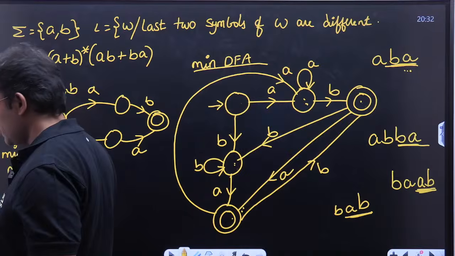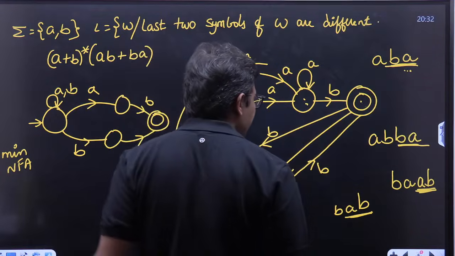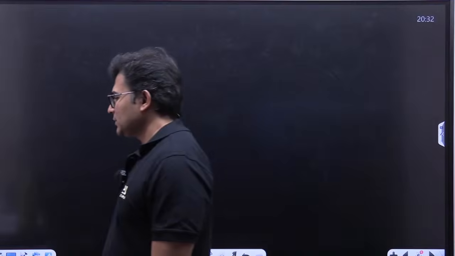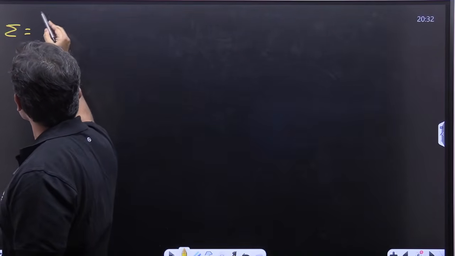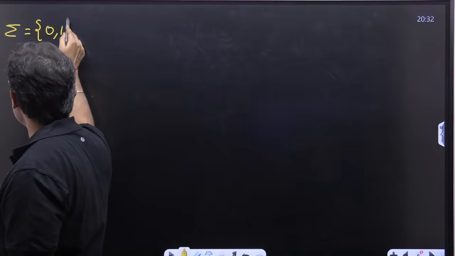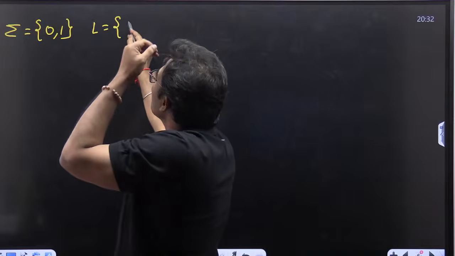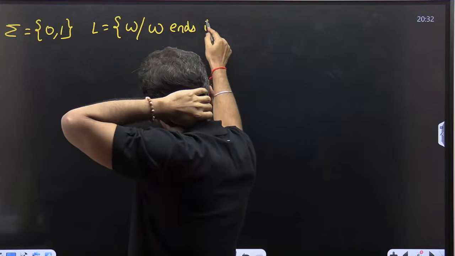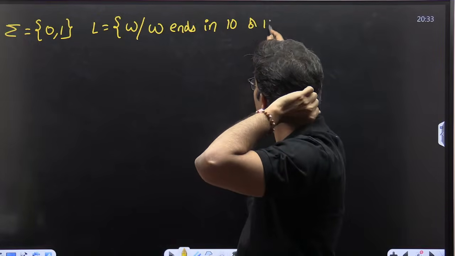So I'll give you a similar question, so you can also try a similar question like this. Let us say sigma equals {0, 1}. Instead of a, b, I am giving you 0, 1. L equals the set of all strings w such that w ends in 10 or 11.